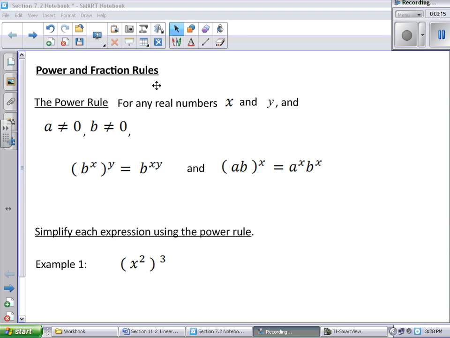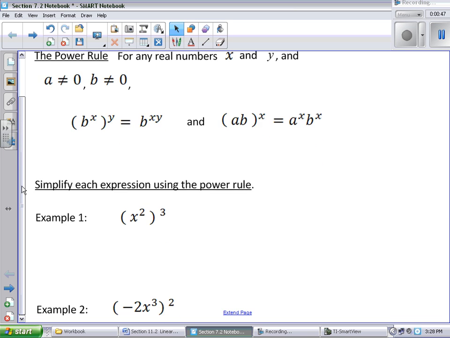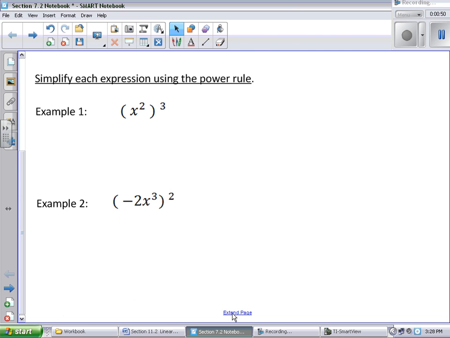The power rule states, for any real numbers x and y, and a not equal to 0 and b not equal to 0, b to the x, to the y, equals b to the x times y. So a power raised to a power, we multiply those exponents. Or if we have a times b raised to the power x, that's the same thing as a to the power x times b to the power x. So we're going to use those rules to simplify the following expressions.